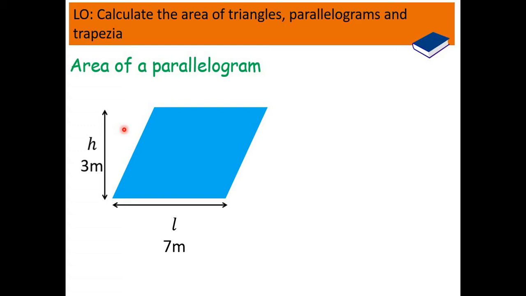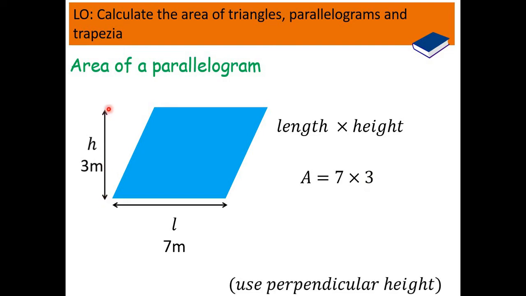Let's have a look at how we'll work out the area of this. We do length multiplied by height, which means our area equals 7, our length along here, 7 meters, multiplied by 3, 3 meters being our height. So our area is 21 meters squared. 7 multiplied by 3 is 21. We're measuring in meters, so we have our meter sign, but it's meters squared because it's how many squares fit inside this shape.